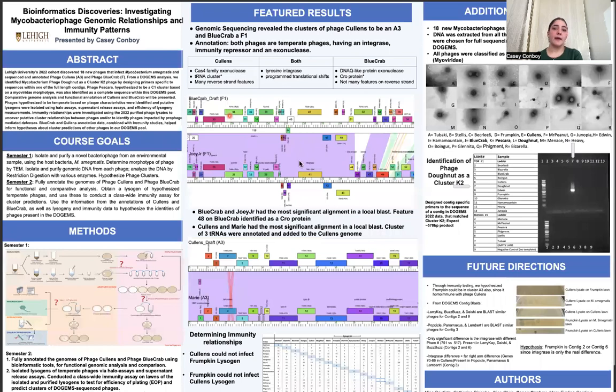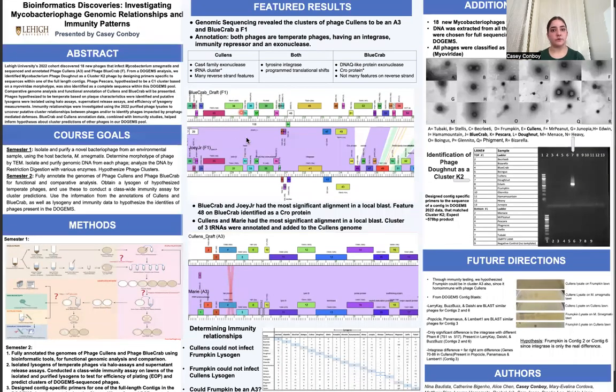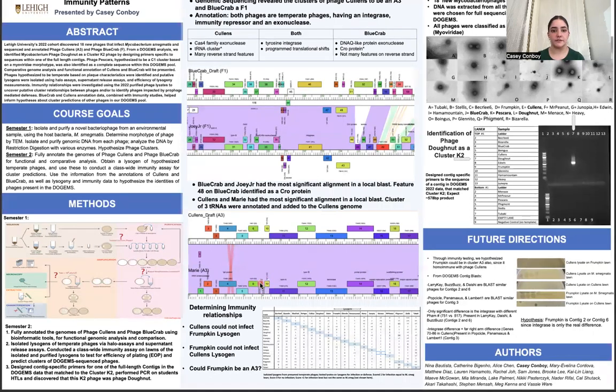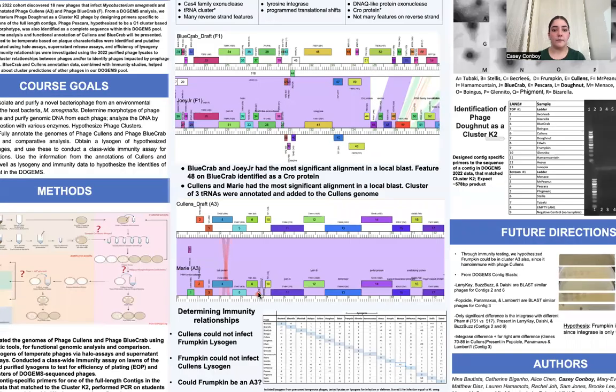So for instance, in this middle panel, these Phamerator images just go to show some unique features of Blue Crab versus Cullens. So for instance, in Blue Crab, a Cro protein was actually identified, which is kind of interesting since the Cro protein is not necessarily typical of temperate phages, but it was consistent with other F1 phages similar to Blue Crab like Joey Jr. Something unique for Cullens was also a cluster of 3 tRNAs in the beginning of the sequence, as you can see right here, which was consistent with other A3s as well.